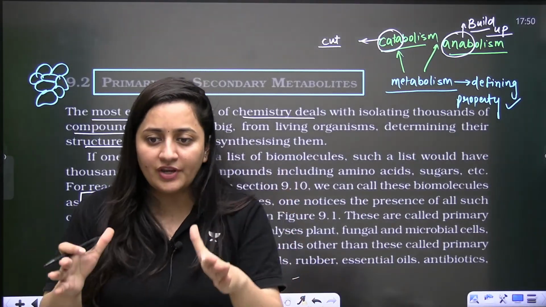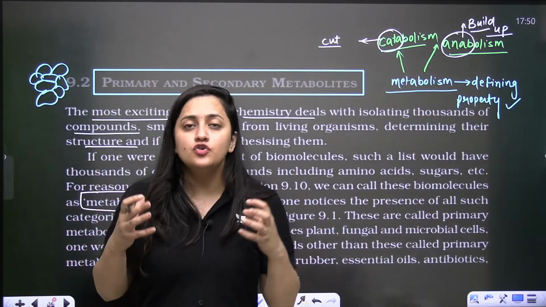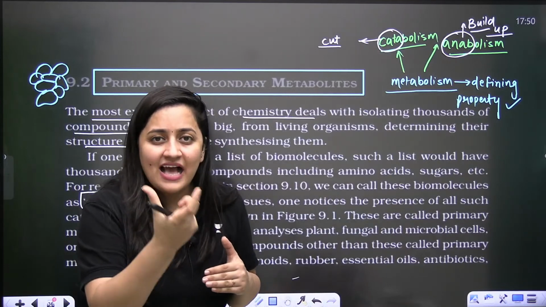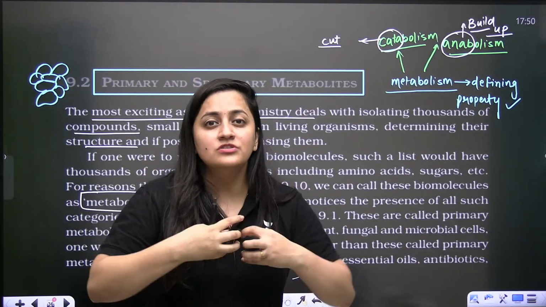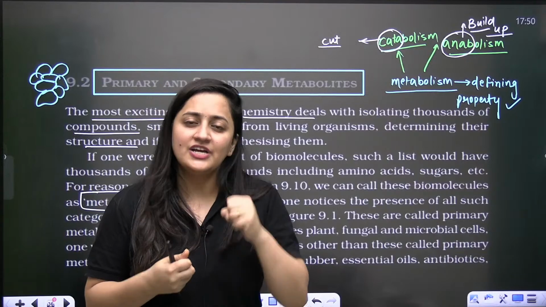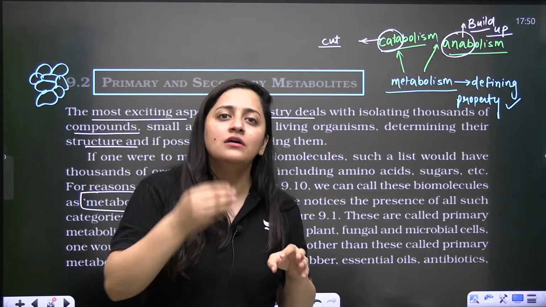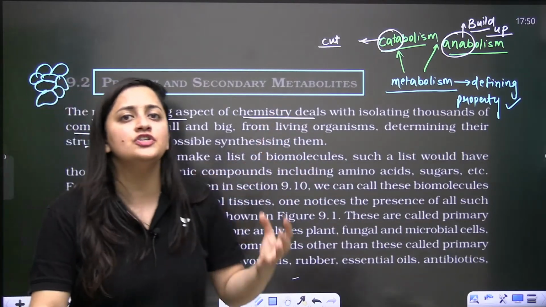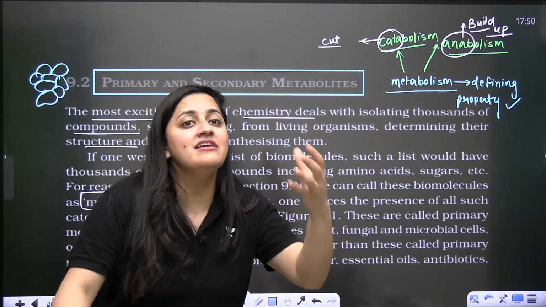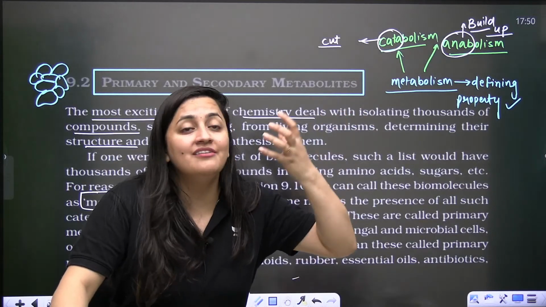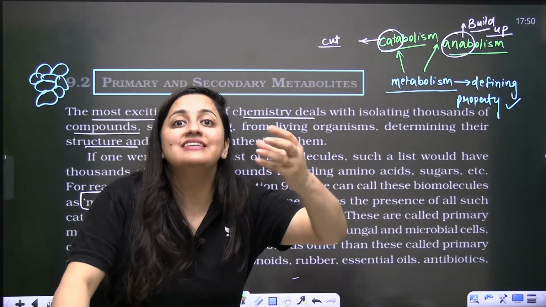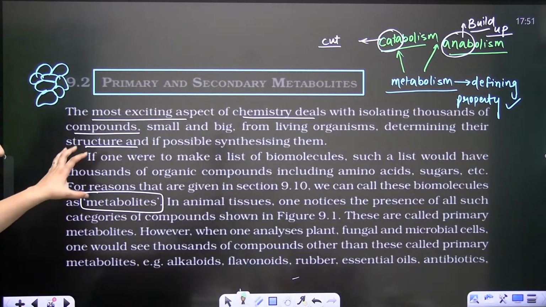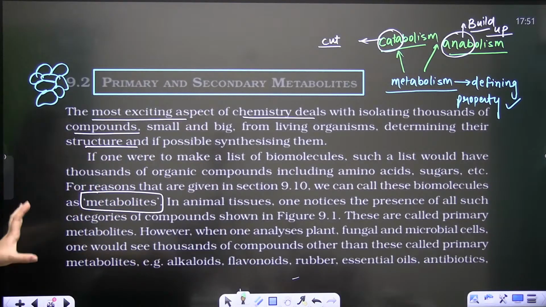When you say primary metabolite, you are talking about chemical compounds which directly play a role in our growth and physiology. And secondary metabolites, their function is not so clear. They are mainly for human welfare. The compounds that we get from plants and fungi, the secondary metabolites, we use for our welfare. And this is what is explained in the NCERT.